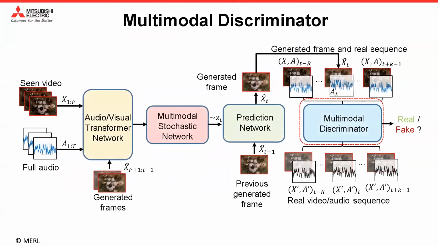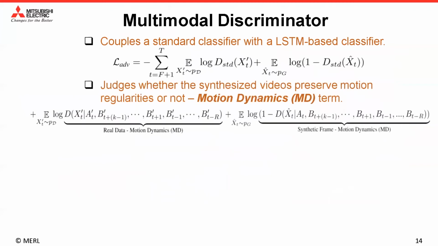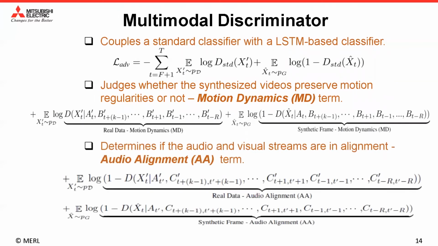We will now talk about the multimodal discriminator network. The multimodal discriminator network couples a standard classifier with an LSTM-based one. This module, besides looking into the realism of the synthesized frame, also judges whether the synthesized videos preserve motion regularities or not. Further, it also determines if the audio and the synthesized visual streams are in alignment. The mathematical representation of the multimodal discriminator network is now shown.